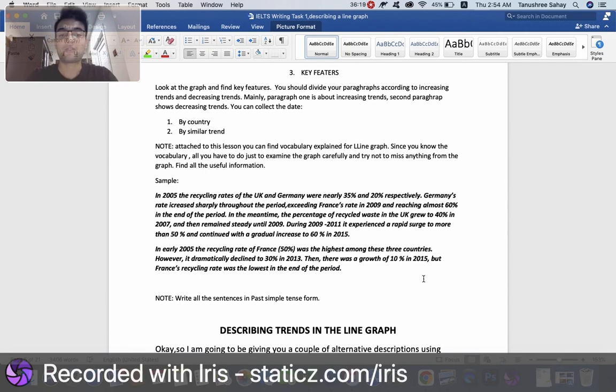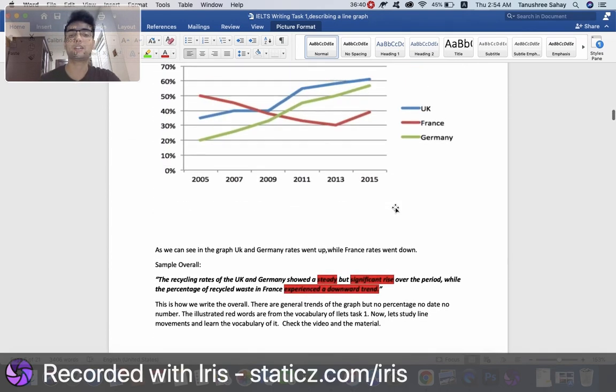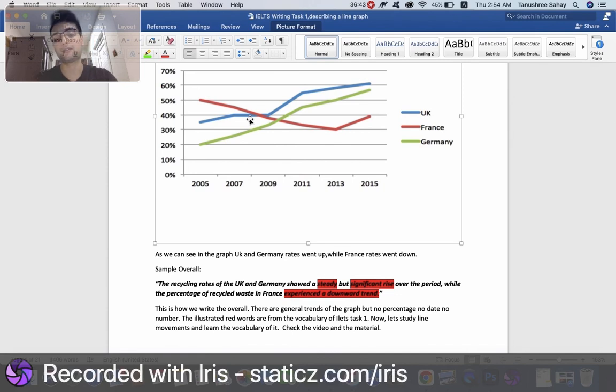So I put it in my sentence like this. In the meantime, the percentage of recycled waste in the UK grew up to 40%, starting from 35%. Actually, I mentioned that it was 35% in the first sentence, so that's why I didn't use 35% again. I just used grew to or up to 40% in 2007, then it remained steady until 2009. So instead of using remain steady, you can use some other alternatives that are listed down below. If you have two steady movements, then don't use steady or remain a second time, use something different.